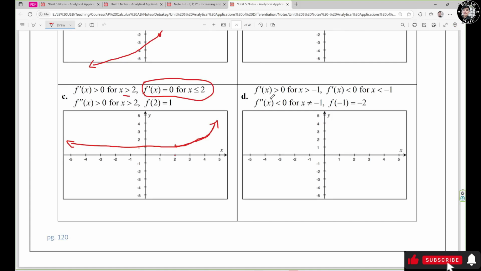f prime of s greater than 0 for s greater than negative 1. So the function f of s should be increasing on this interval, right? And f prime of s less than 0 for s less than negative 1. The function f should be decreasing on this interval, right? Now, this is important. f double prime of s less than 0 for all s different from negative 1. So this tells us that the function f of s is always concave down, right? And f of negative 1 equals negative 2. So it could be something like this.